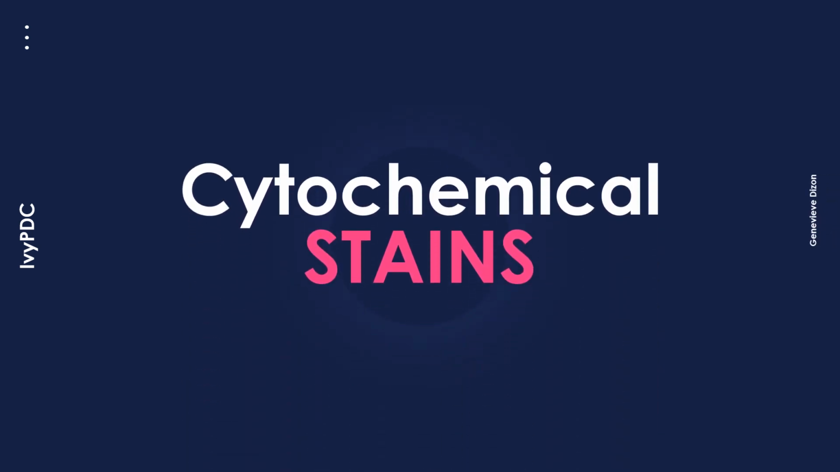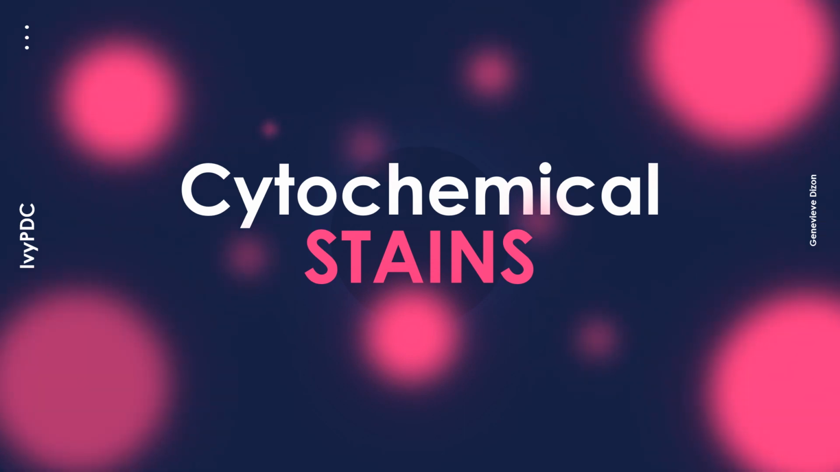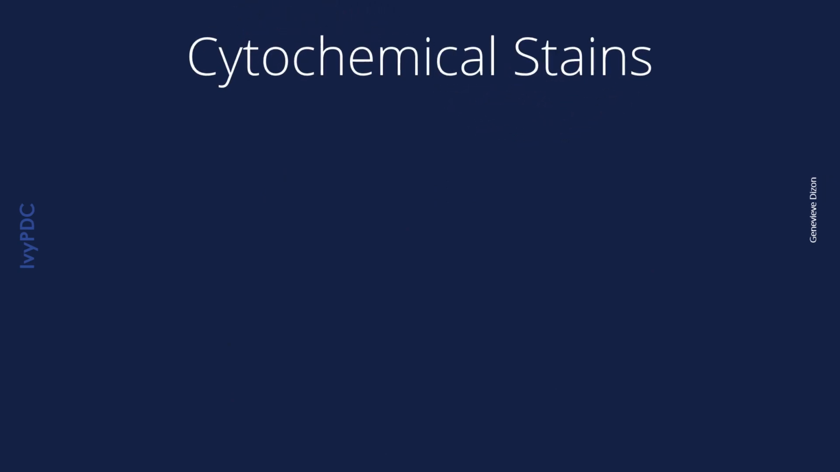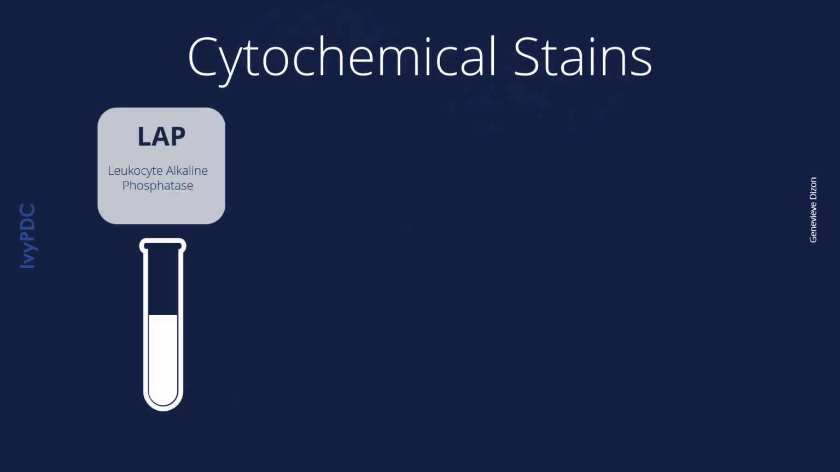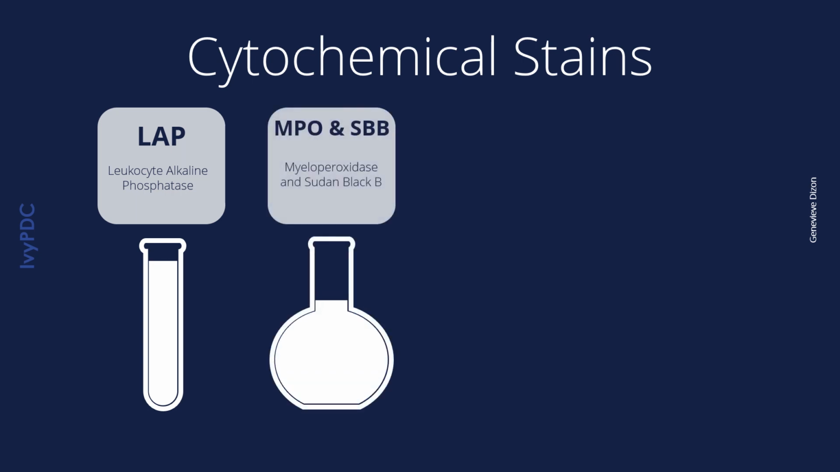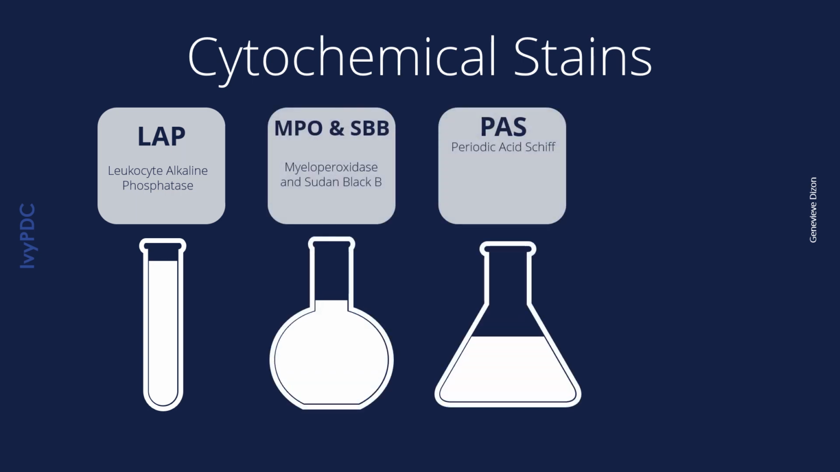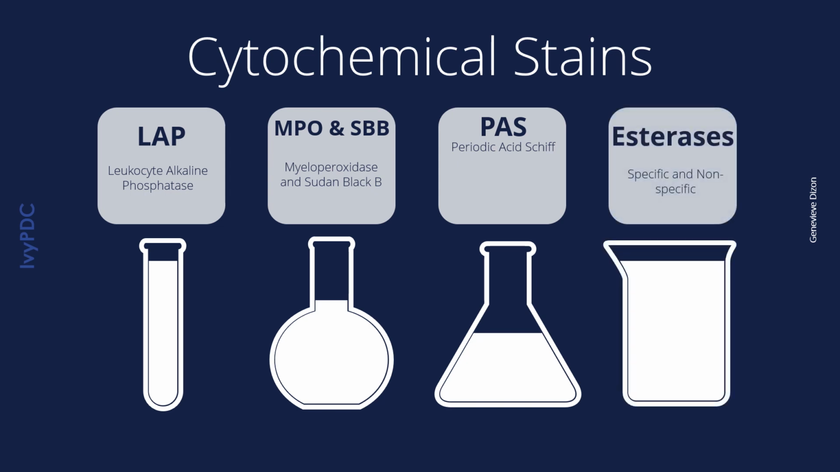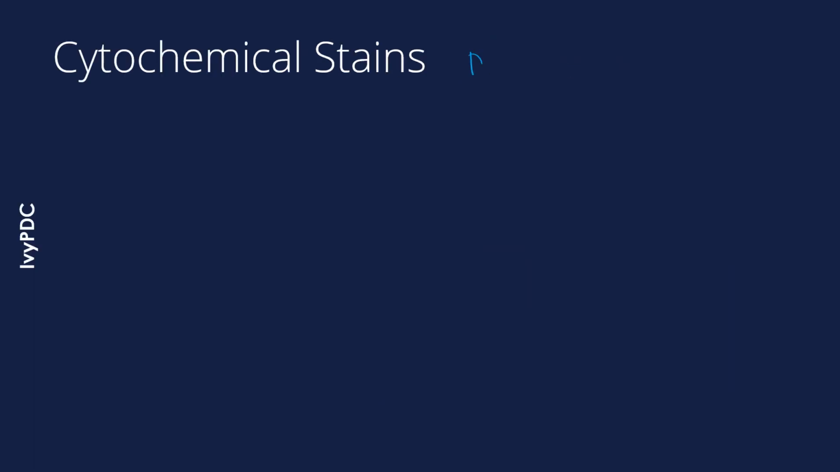Hello once again everyone, welcome to another video, and in this one we will be talking about the different cytochemical stains used in hematologic conditions. The different kinds of cytochemical stains to be discussed in this video would be the Leukocyte Alkaline Phosphatase, Myeloperoxidase and Sudan black B, Periodic Acid Schiff, and the two different kinds of esterases. And at the end of the video, in the summary, we will also give the expected reactions of TDT or terminal deoxynucleotidyl transferase.